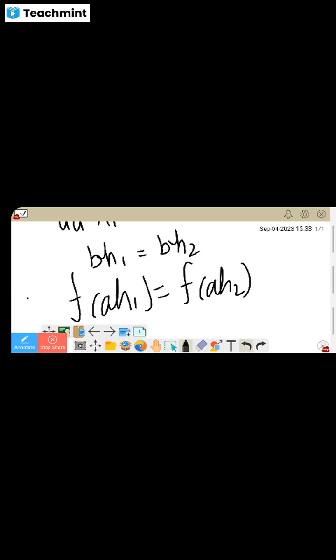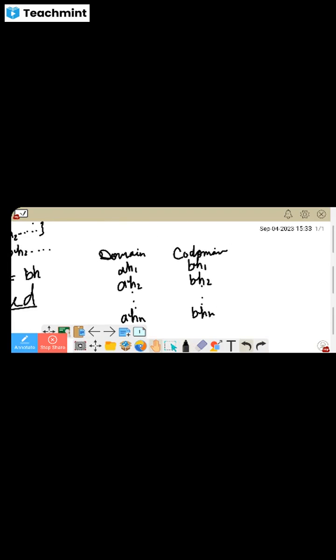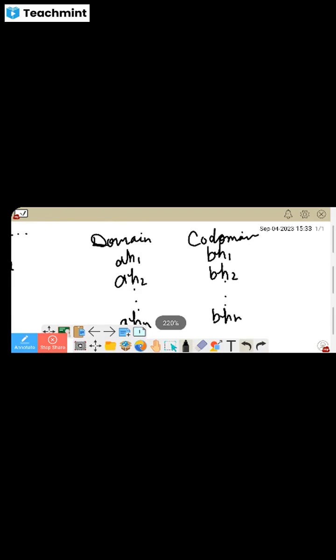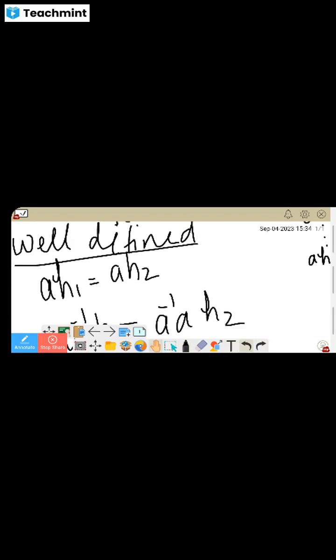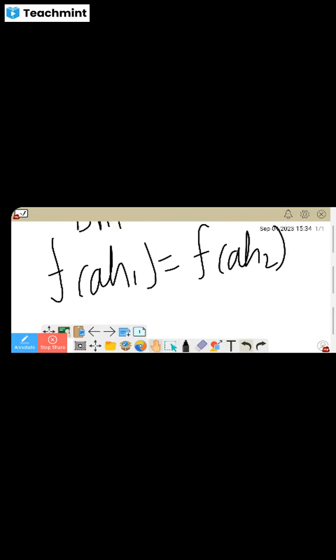Or this can be written as function of aH1 is equal to function of aH2, because this is output and this is input. We have done already here in domain and codomain. We put input these elements and we get output using these elements.